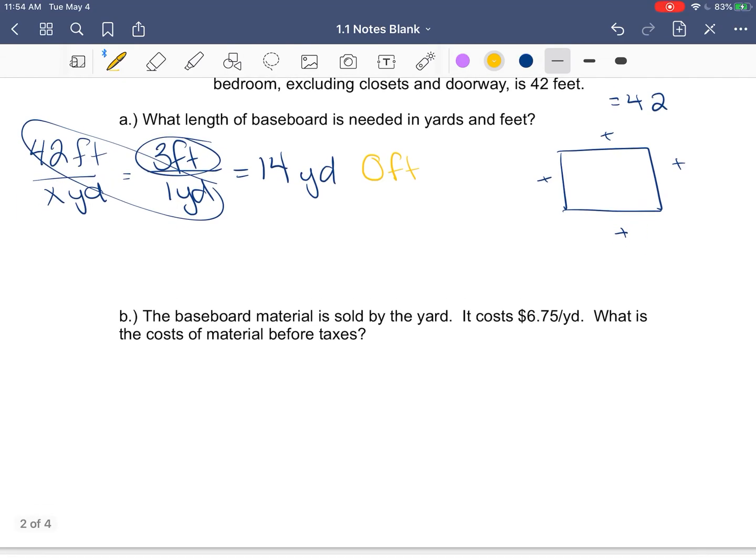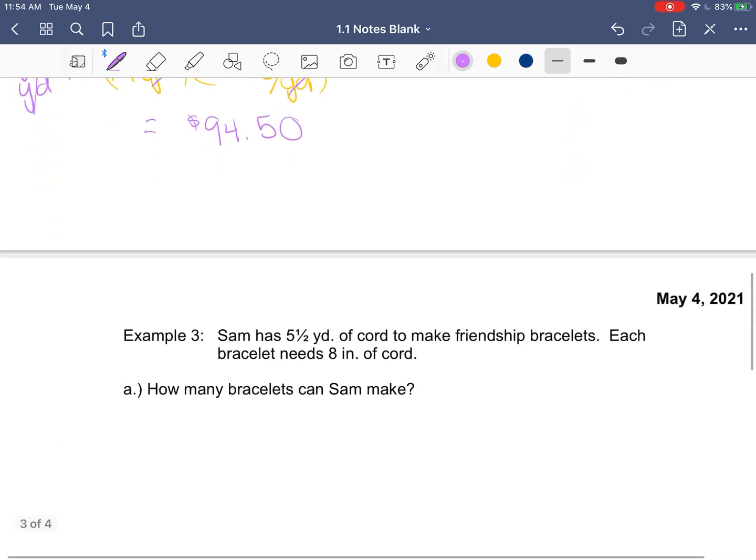The baseboard material is sold by yard. It costs $6.75 per yard. What is the cost of materials before taxes? So we want to buy 14 yards of that. I'm going to put some units in here because I like units. So 14 yards, and it costs $6.75 per yard. To know that our units cancel out when we multiply them, we'd end up with yards over yards, which reduces to equal 1. So that would just give us our money amount, and that happens to be $94.50. So therefore, it would cost $94.50 for all the materials.